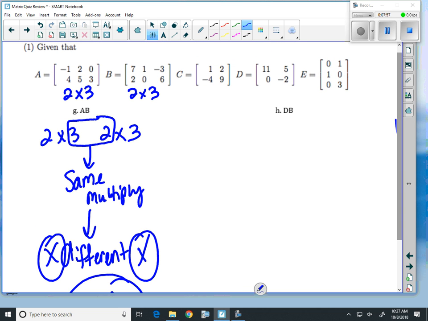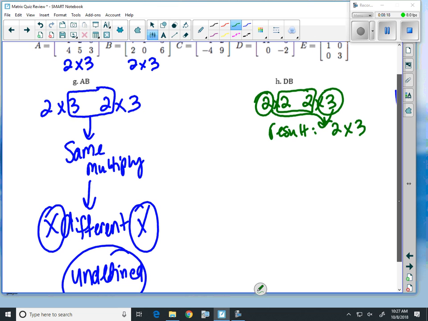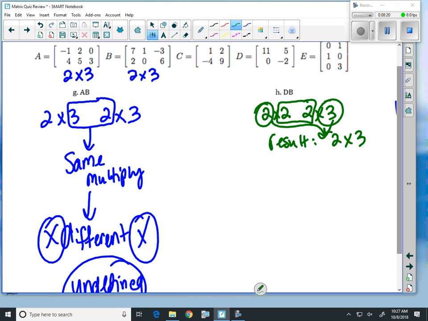And now we can check D and B. So D is a 2 by 2. B is a 2 by 3. So if we look in here, guess what? We're good to go. We can multiply those. Our result is going to be these two numbers on the outside. So our resulting matrix will be a 2 by 3 matrix. So I'm going to go ahead and rewrite my D times B here.